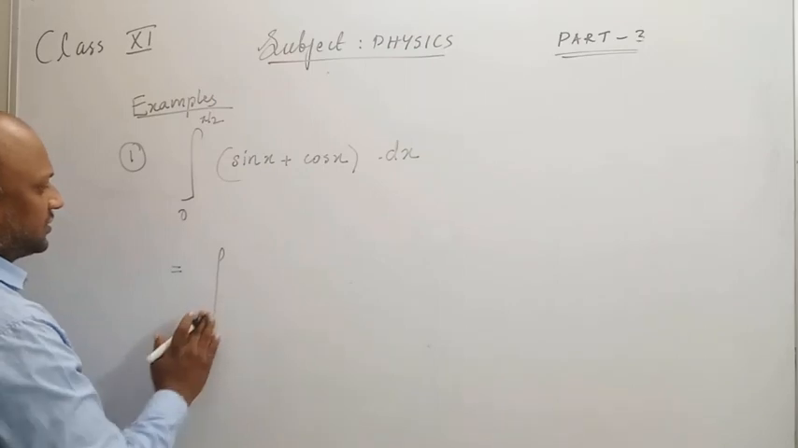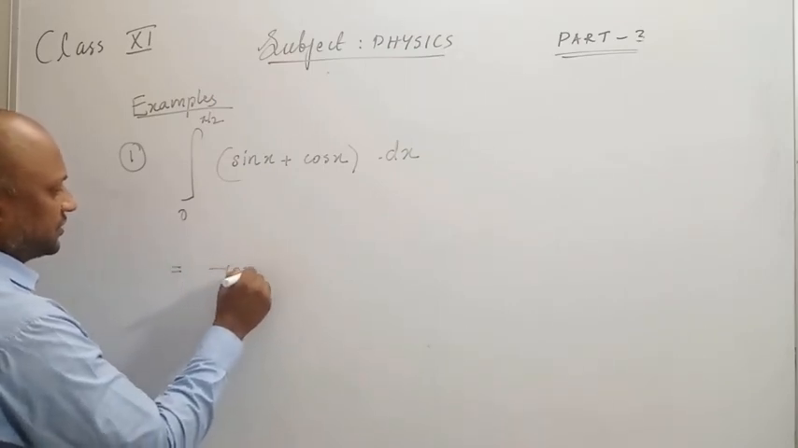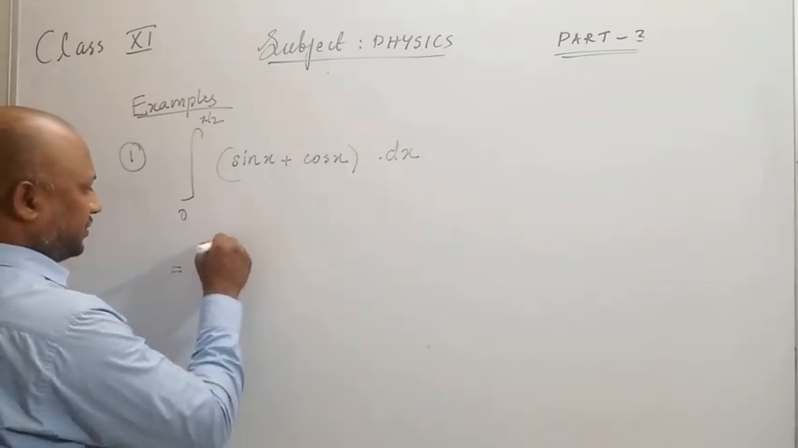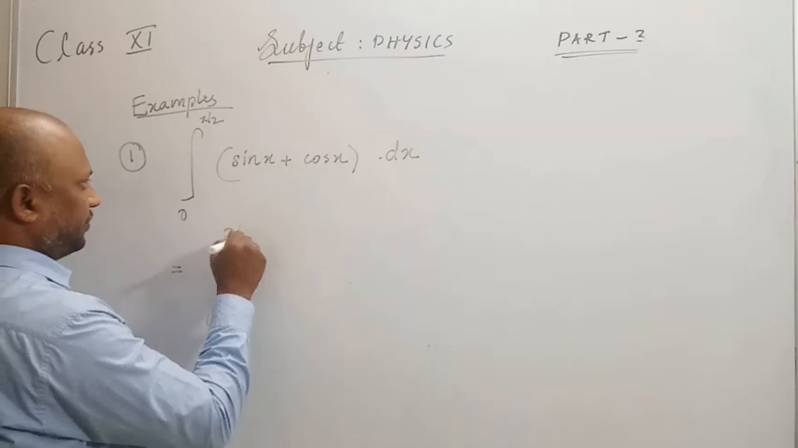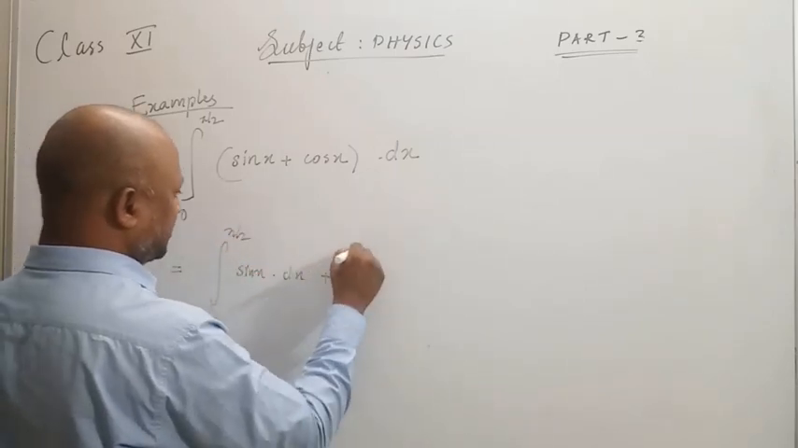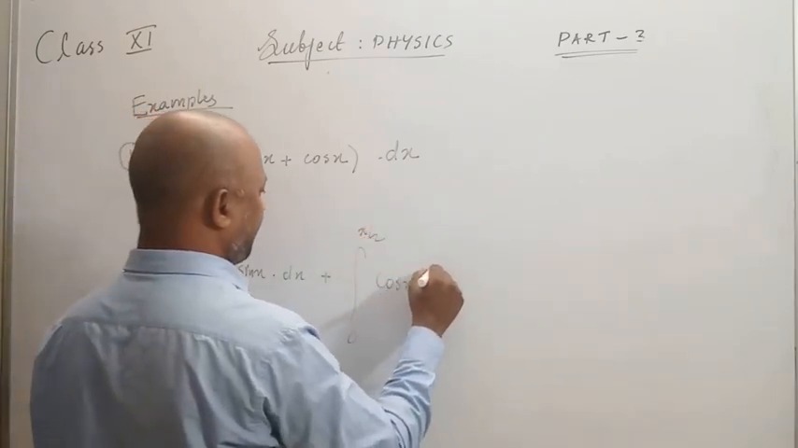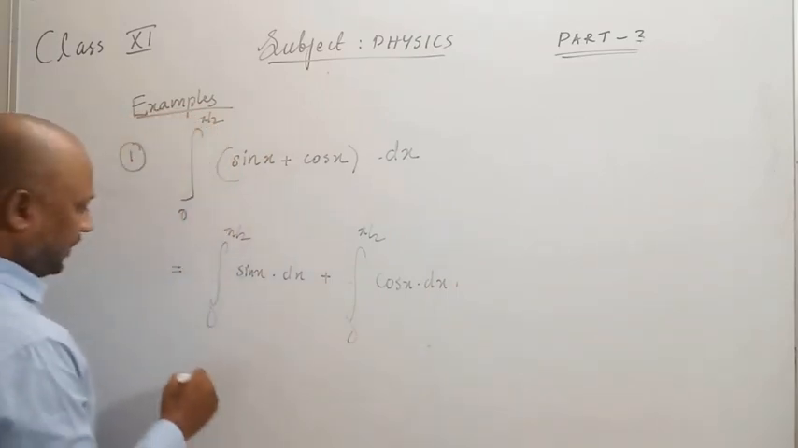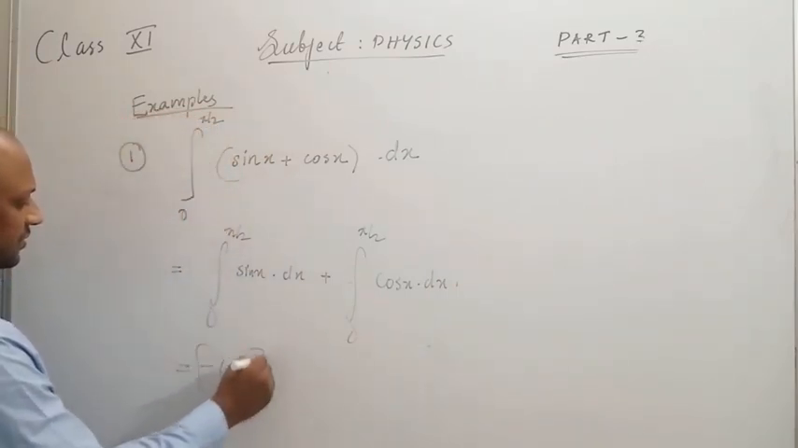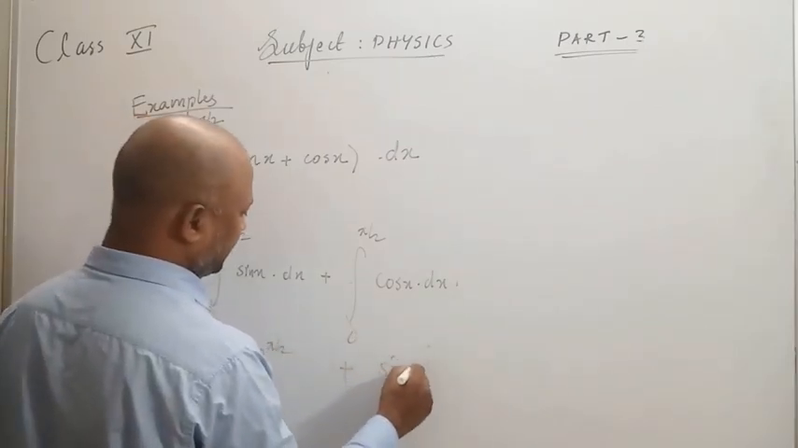So how to integrate this? First you integrate sin x, that will be minus cos x, and then you integrate cos x. Otherwise you can write it as the integral from 0 to pi by 2 of sin x dx plus the integral from 0 to pi by 2 of cos x dx. So sin x will become minus cos x, and cos x will become plus sin x.